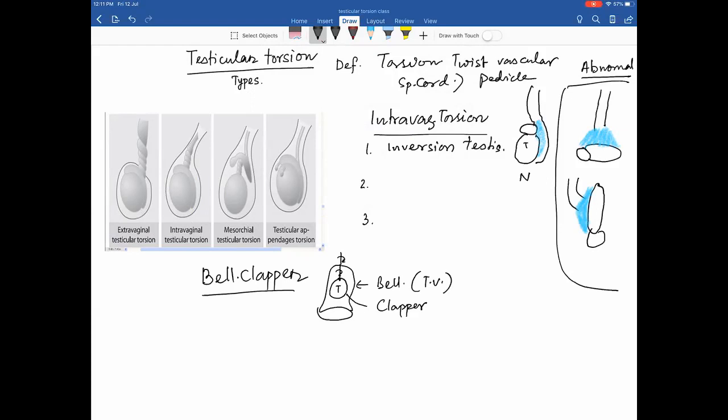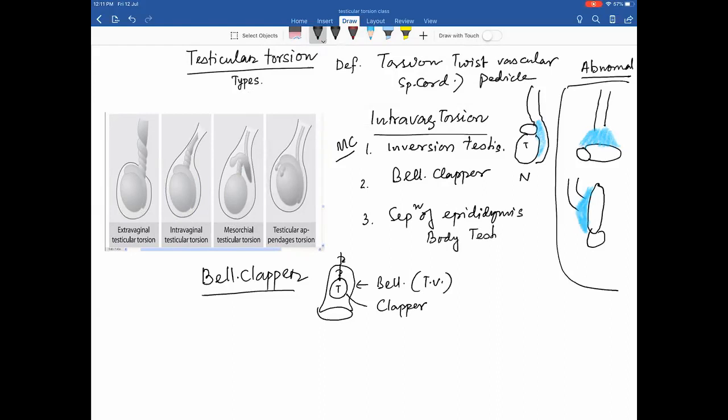And this is said to be the most common cause of why an intravaginal torsion happens. Now, the second one, as I've said, is technically called a bell clapper deformity. I've already mentioned that. And the third one is the separation of the epididymis from the body of the testes.